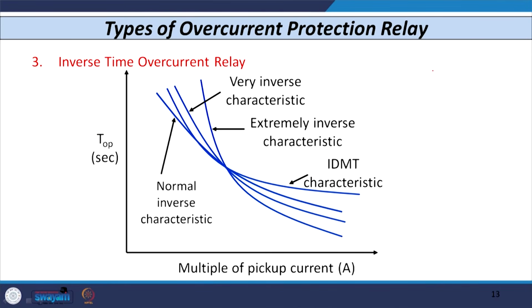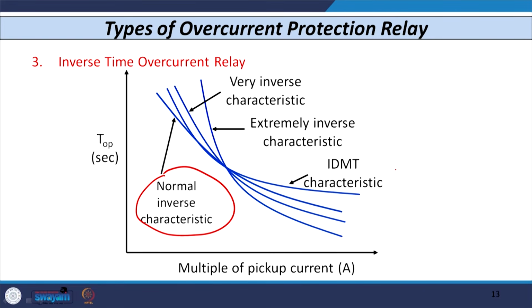So, let us see the characteristic of inverse time overcurrent relay. I have shown 4 different characteristics. You can see the first characteristic, that is the normal inverse characteristic. This type of relay is known as normal inverse time overcurrent relay, normally given the name inverse time overcurrent relay having normal inverse characteristic. When I have normal inverse characteristic, the characteristic curve is like this. I do have the other type of characteristic.